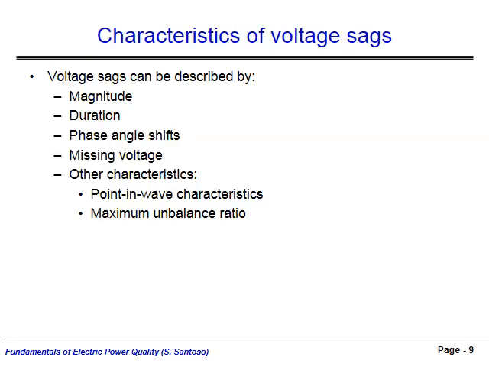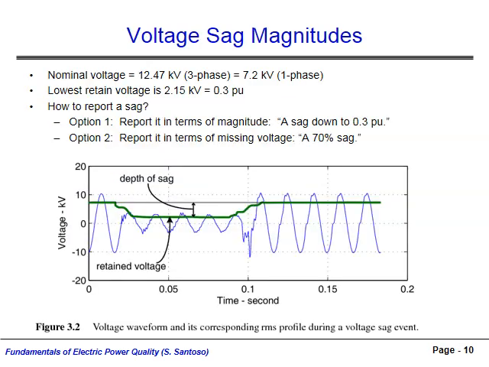There are a number of ways to characterize a voltage sag event. Of those listed here, the most important to power quality are the magnitude and the duration of the event. There are 2 ways to describe the magnitude of voltage sag. It can be reported by the RMS magnitude of the voltage during the sag, also called the retained voltage. In this case, the voltage sags down to 0.3 per unit. It can also be reported by the depth of the sag, or the per unit difference between the RMS value during the sag and the nominal value.